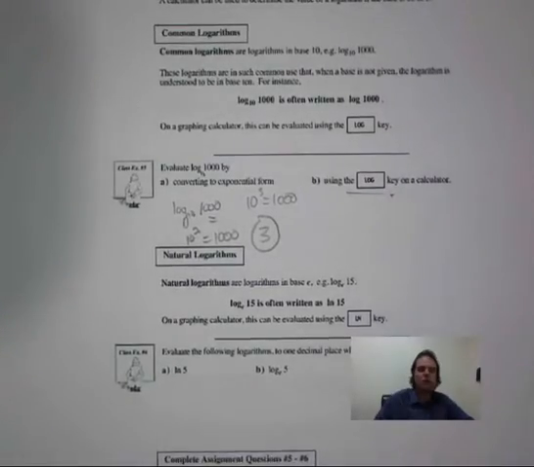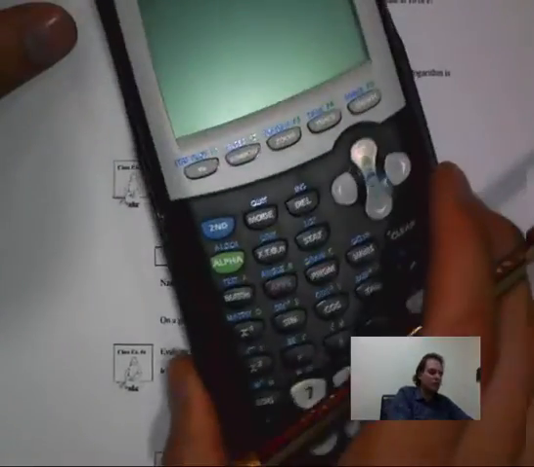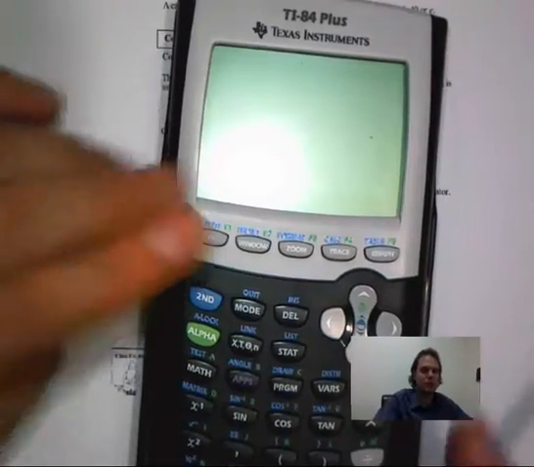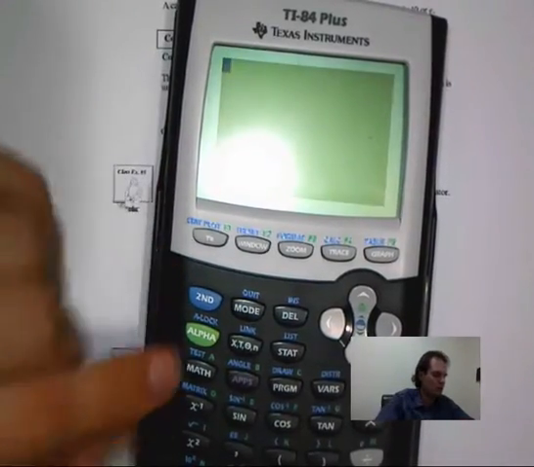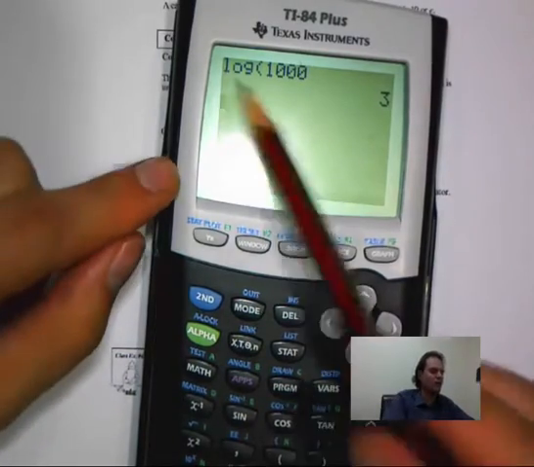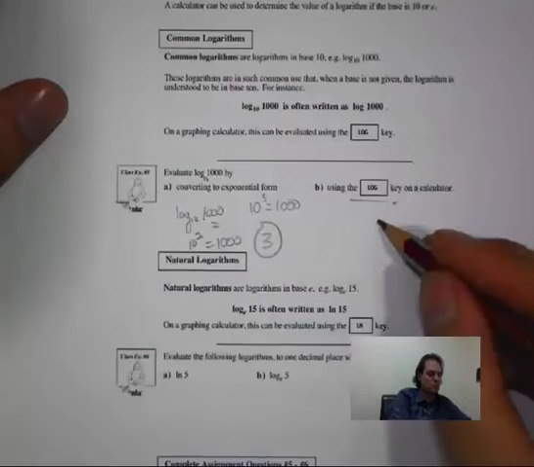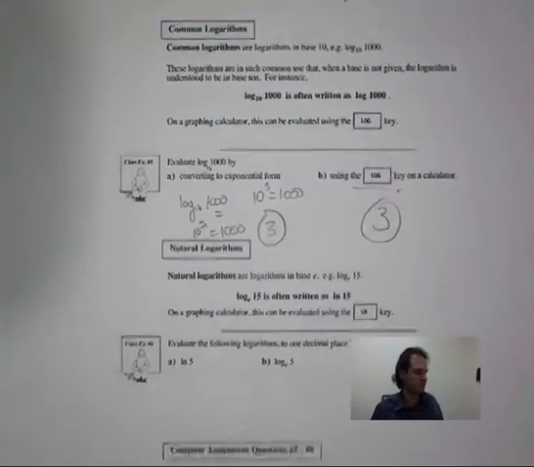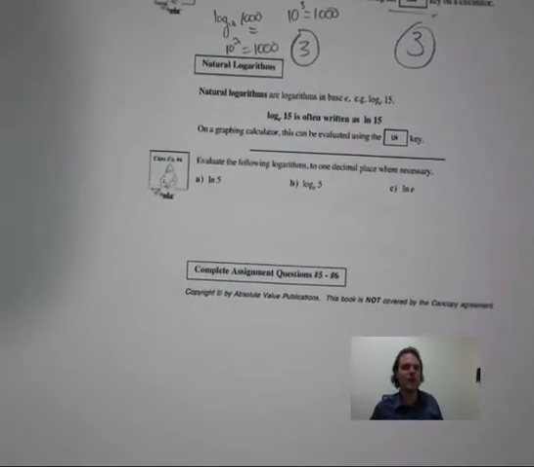Now, or else we could just use the log key, which is a lot faster. So let's take a look at this. I'm going to use my log key, turn it on. I'm just going to put log, because our calculator is always in this base. So that's just going to give me 3. Exact same answer. Now we're going to look at the natural log.